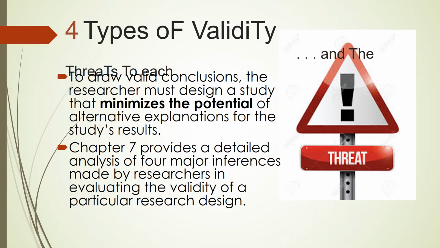So first off, to draw valid conclusions, the researcher must design a study that minimizes the potential of alternative explanations for the study's results. So we're going to take a look at 4 types of validity and the different threats to each of them. We will list all the different types of threats, but we'll go into detail on just a few of them.